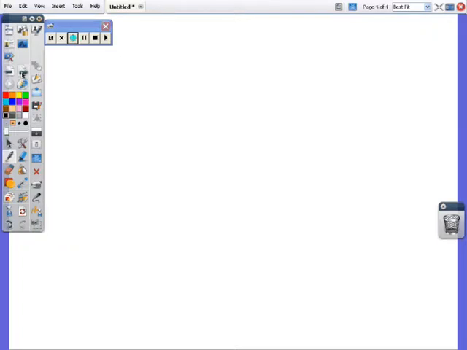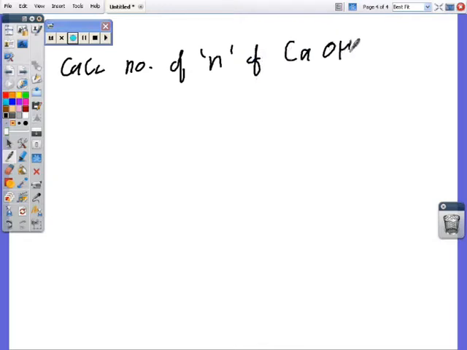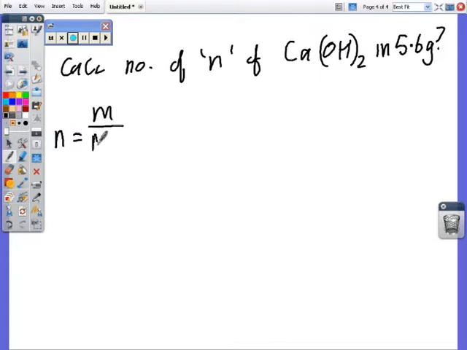Now we'll make these slightly more complicated as we go along, so let's move on to the second example. This time what we're going to do is calculate again the number of moles, n, and this time it's going to be of calcium hydroxide. So we've introduced brackets, which is probably the only complication, and we've got 5.6 grams. So we're not working on quite as nice a round number of grams as we did previously. Again, just to remind you of the formula, it's mass over Mr, which is the relative atomic, relative formula, relative molecular mass, whatever you want.